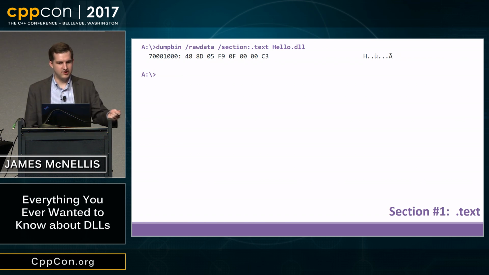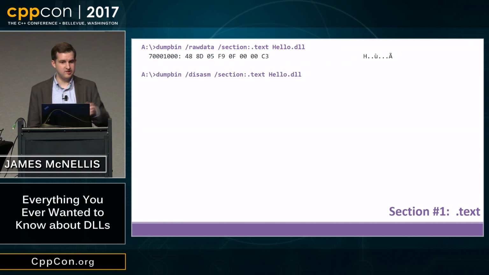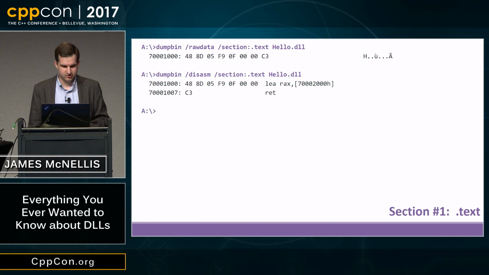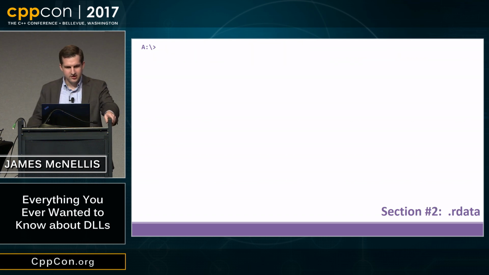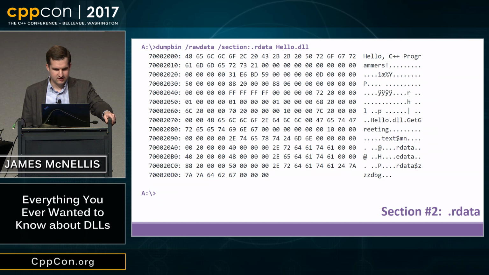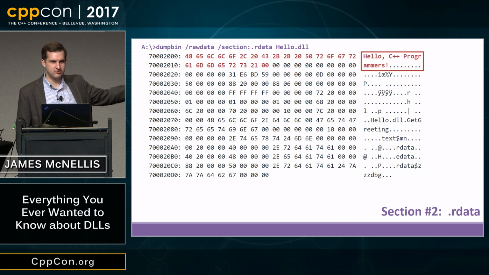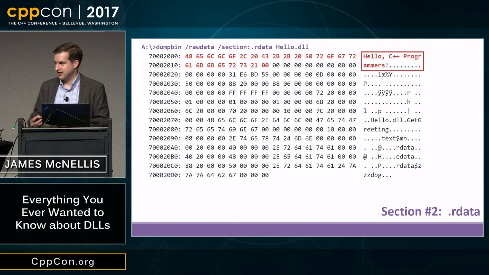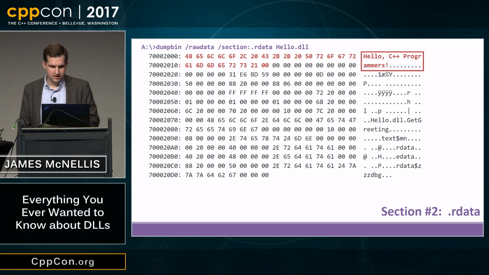Since this is executable code, we can also use the disasm option of dumpbin, which will actually disassemble it. And so we can see it's 2 instructions. All right, well, that's not very exciting, but there it is. We can then look at the RData section, and again, we can use the rawdata option. And it's got a bit more data. Most notably, it has our string there. So this is where the string is located. It's a string literal. It's read-only data. It'll be in the RData section.